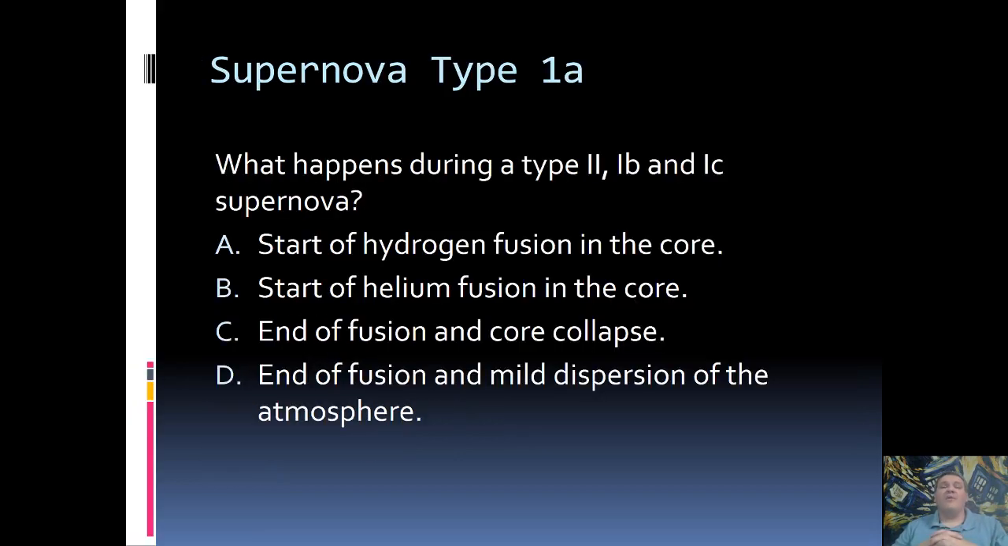Here is our fourth lecture quiz question. What happens during a Type 2, 1b, and 1c supernova? A. The start of hydrogen fusion in the core. B. The start of helium fusion in the core. C. The end of fusion and core collapse. Or D. The end of fusion and a mild dispersion of the atmosphere. Go ahead and think about it, and we'll discuss in just a bit.